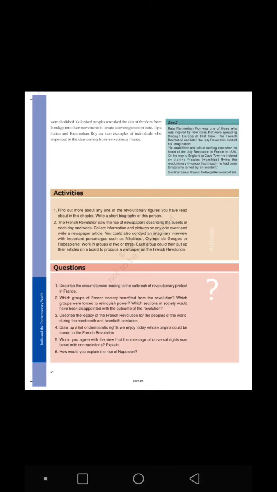Four: Describe the legacy of the French Revolution for the peoples of the world during the 19th and 20th centuries. Five: Draw up a list of democratic rights we enjoy today whose origins could be traced to the French Revolution. Six: Would you agree with the view that the message of universal rights was beset with contradictions? Explain. Seven: How would you explain the rise of Napoleon?